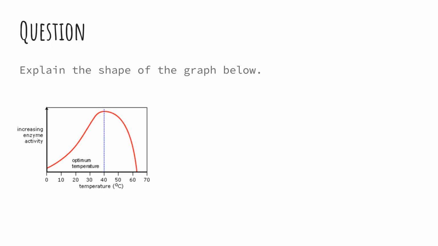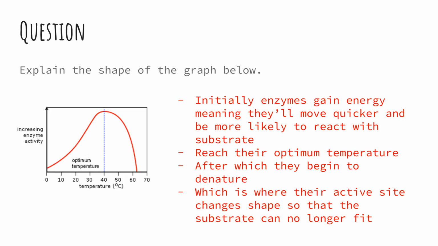This graph illustrates enzyme activity relative to temperature. Initially, activity increases as enzymes gain kinetic energy. After reaching an optimum temperature, the activity drops sharply because the enzymes begin to denature, causing their active sites to change shape so the substrate no longer fits.